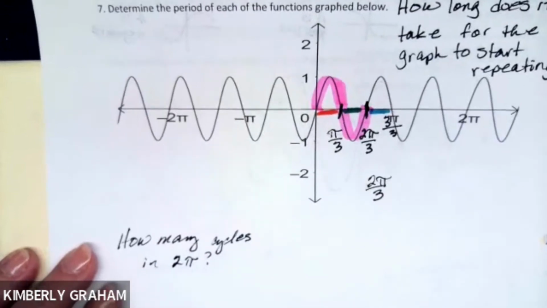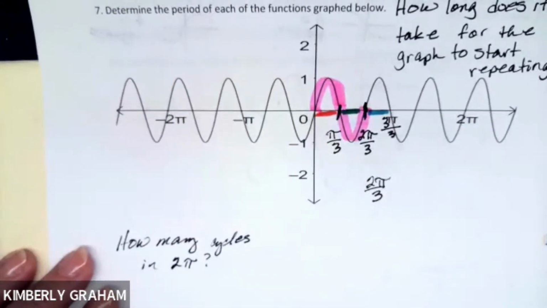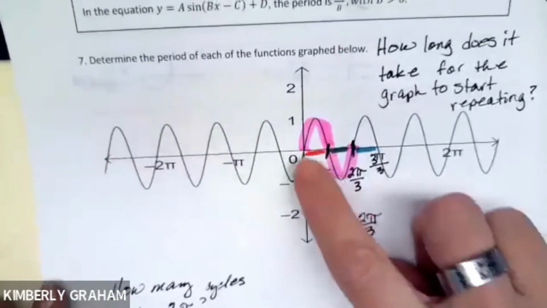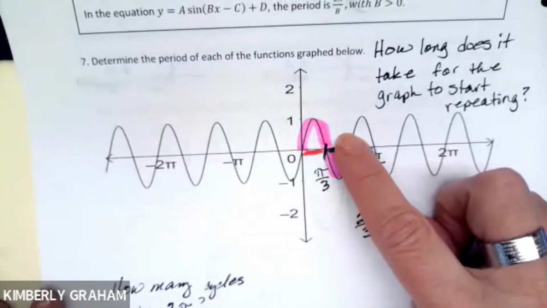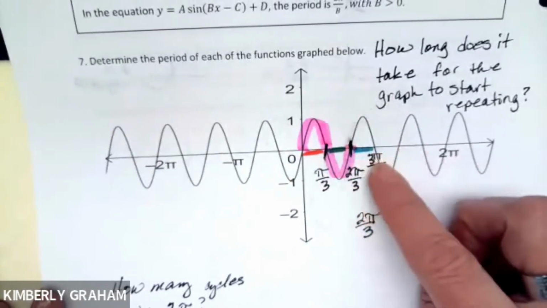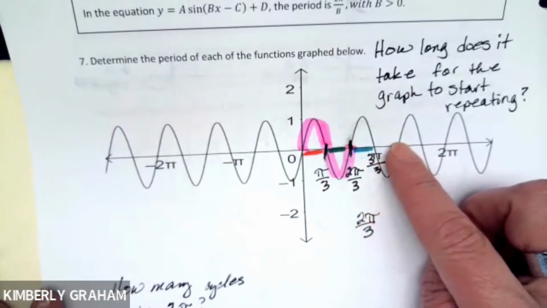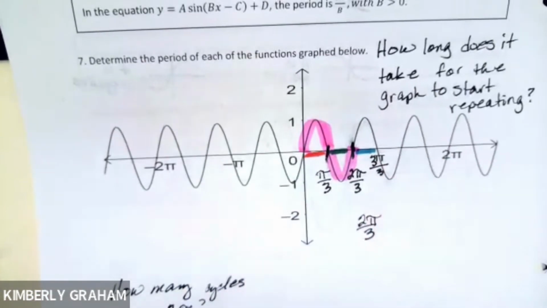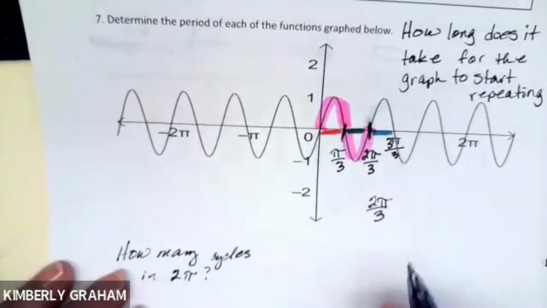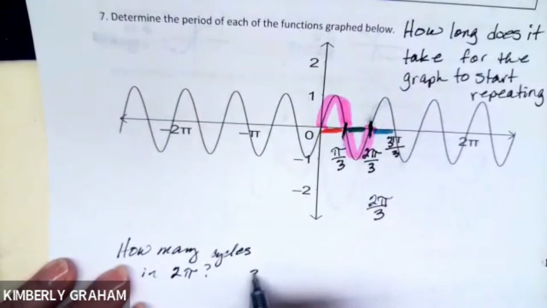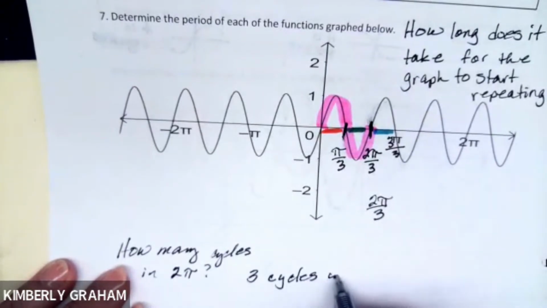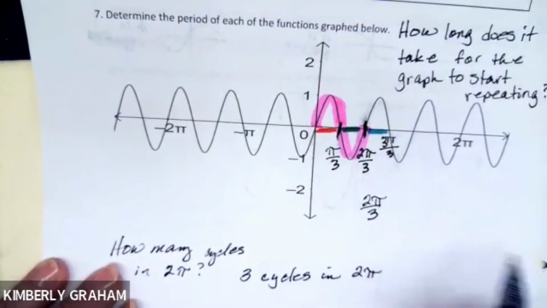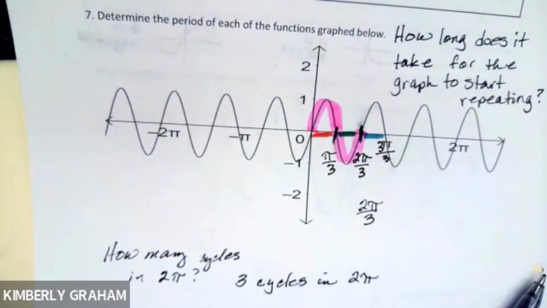So I know that on a circle, 2 pi is 360 degrees. That's once all the way around. So if I had this peak part here, and then I did another thing here, say in yellow, and then I did another one here in green, I would have 3 complete cycles in 2 pi. I have 3 cycles in 2 pi. I guess I could go ahead and highlight that.